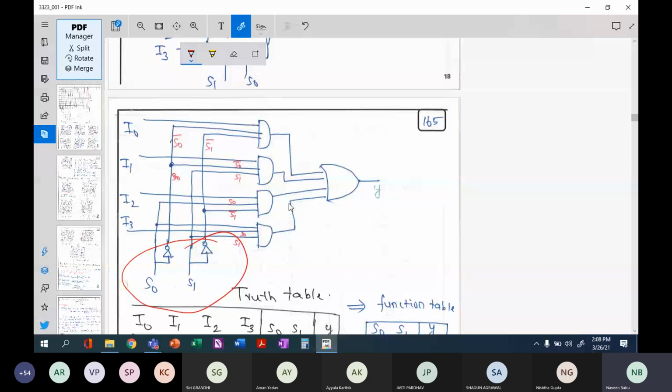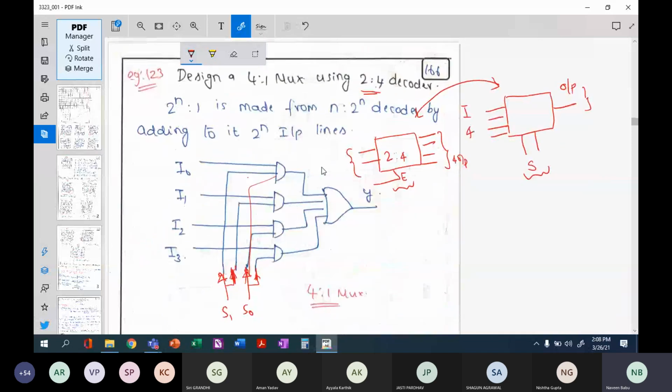But here, what is your objective? You have to design using a 2x4 decoder. What is the function of a decoder? Based on your 2 inputs, your 4 outputs are selected in a 2x4 decoder. Here we have 2 inputs. We have to select the 4 AND gates. We have to enable the 4 AND gates.